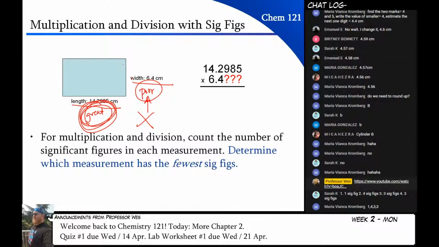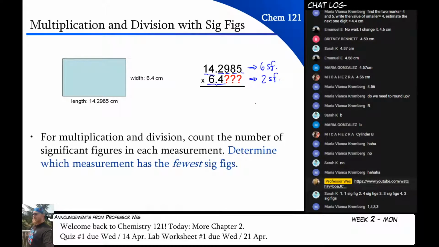And the way that we're going to represent that is by counting the number of sig figs that are available to us in each measurement. This number has 1, 2, 3, 4, 5, 6 digits available to it. So I'm going to say, okay, it is 6 significant figures. This number, however, only has 2 significant figures. It's the crappier of the two numbers, and it's going to be the one that affects our calculation.